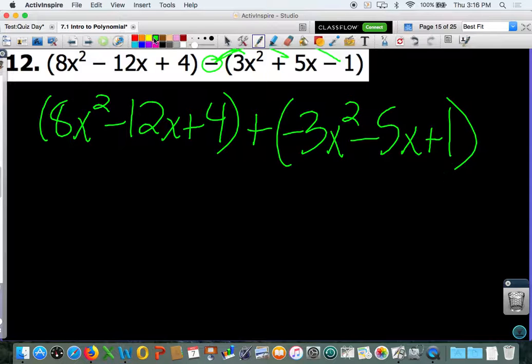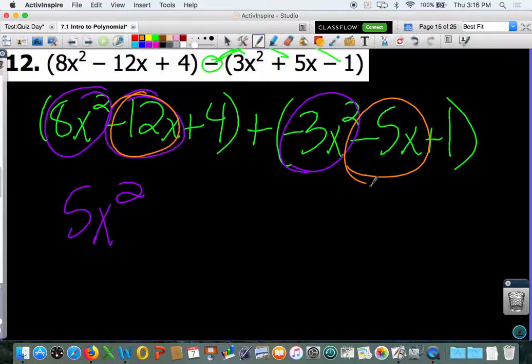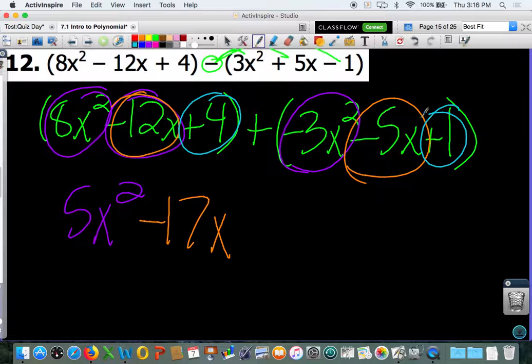Now I can go back to looking at what are my like terms. I've got an 8x squared and a negative 3x squared. Okay, cool. 5x squared. Next I can look at, I've got negative 12x and negative 5x. Same signs, add and keep. Negative 17x. And last but not least, I've got my constants, 4 and 1. They add up to be 5. Excellent.